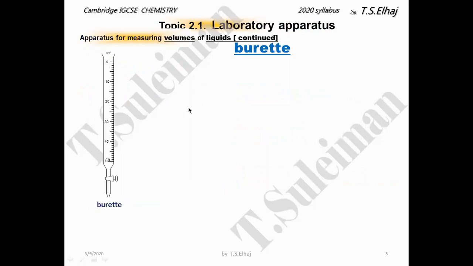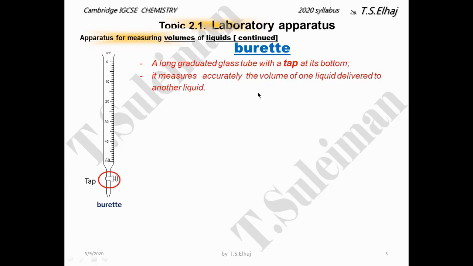Apparatus for measuring volumes of liquids: we are going to explain more details about the burette, its use, and how we measure the volume with the burette. The burette is a long graduated glass tube with a tap at its bottom. As it appears here, at its bottom there is a tap to control the addition of the volumes of the liquid. The good advantage of the burette is it measures accurately the volume of one liquid delivered to another liquid. If we look at it, it is graduated at the top with 0, and as we go down, we reach 50. So when it is evacuated, once the liquid is delivered, it starts losing volume from the top. So we measure the volume from top to bottom.